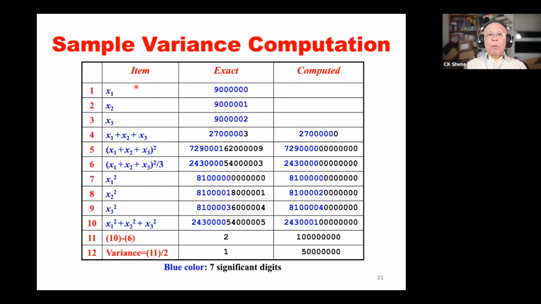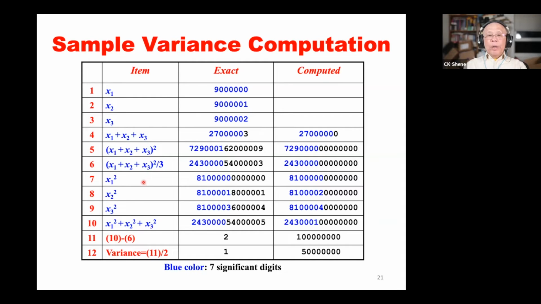We have 3 data points, x1, this, x2, this one plus 1, x3 is this one plus 1. As you can see, the mean, this is the mean value. And the dispersion here is 1. Therefore, it's likely that the sample variance is 1. So we add them together using exact arithmetic. So it's 2, 7 followed by 5 zeros followed by 3. And we square them, we have this value, and then divide by 3, we have this value.